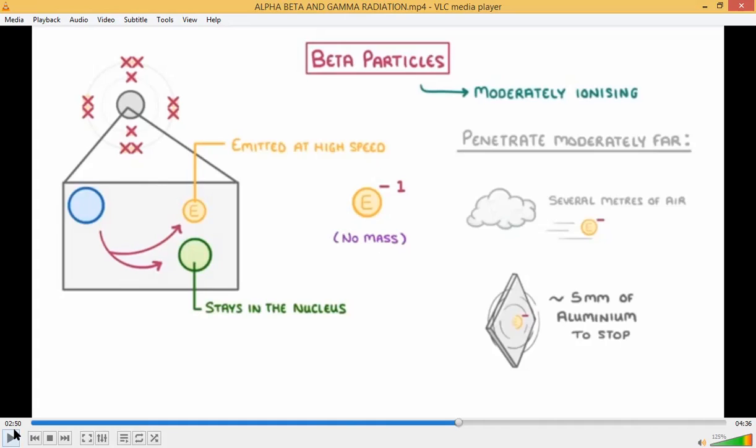So nothing can stop it except aluminium or what? Yes. It penetrates through a piece of paper, but can be absorbed or stopped by aluminium. All right, let's continue.